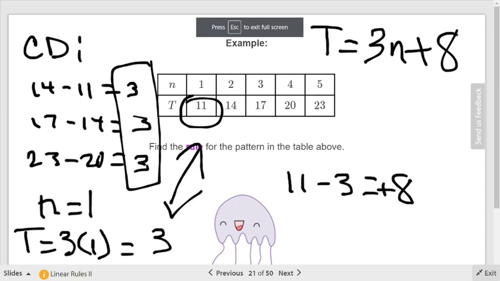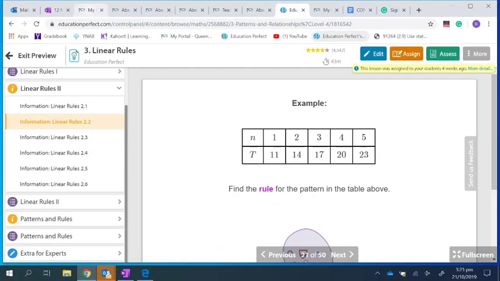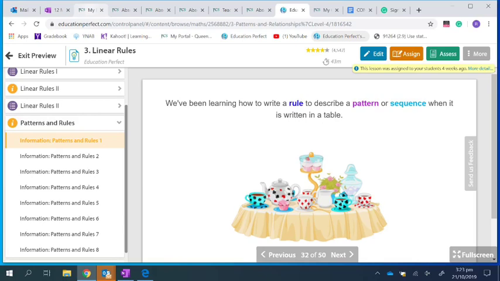All right. So that's what we're going to be doing, finding the linear rules. They may get bigger numbers. You may be asked to use the rule, but you're not going to be asked to do anything any different than simply finding these rules. Okay?